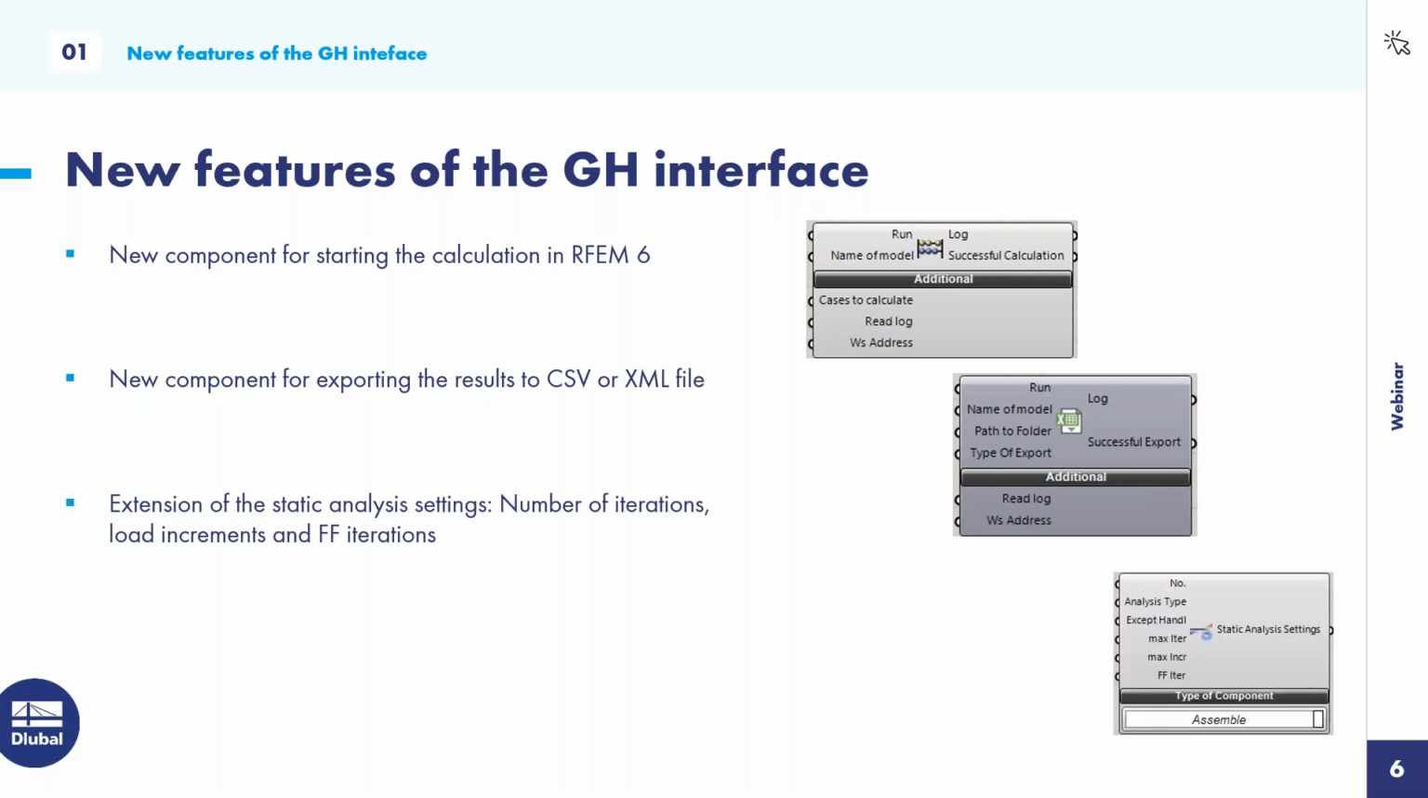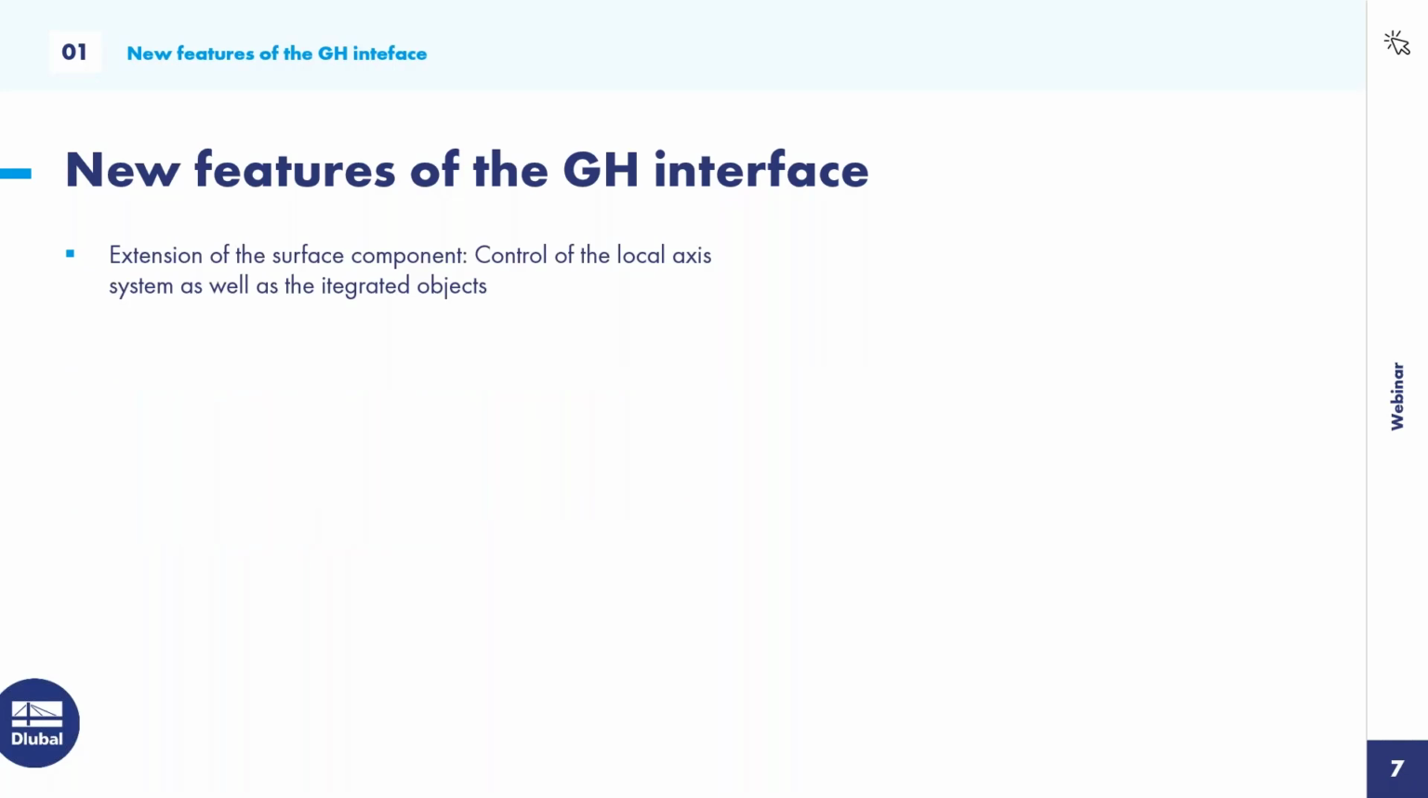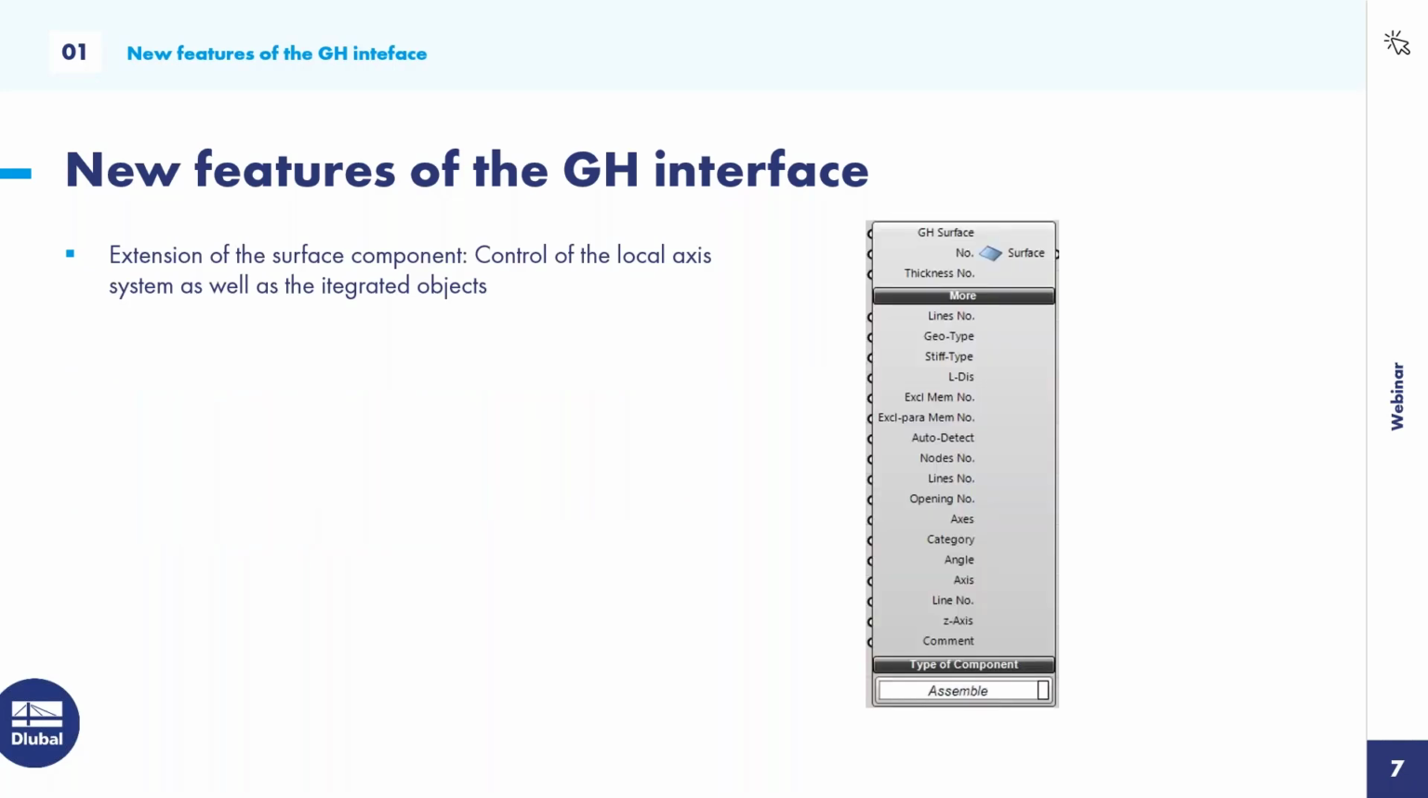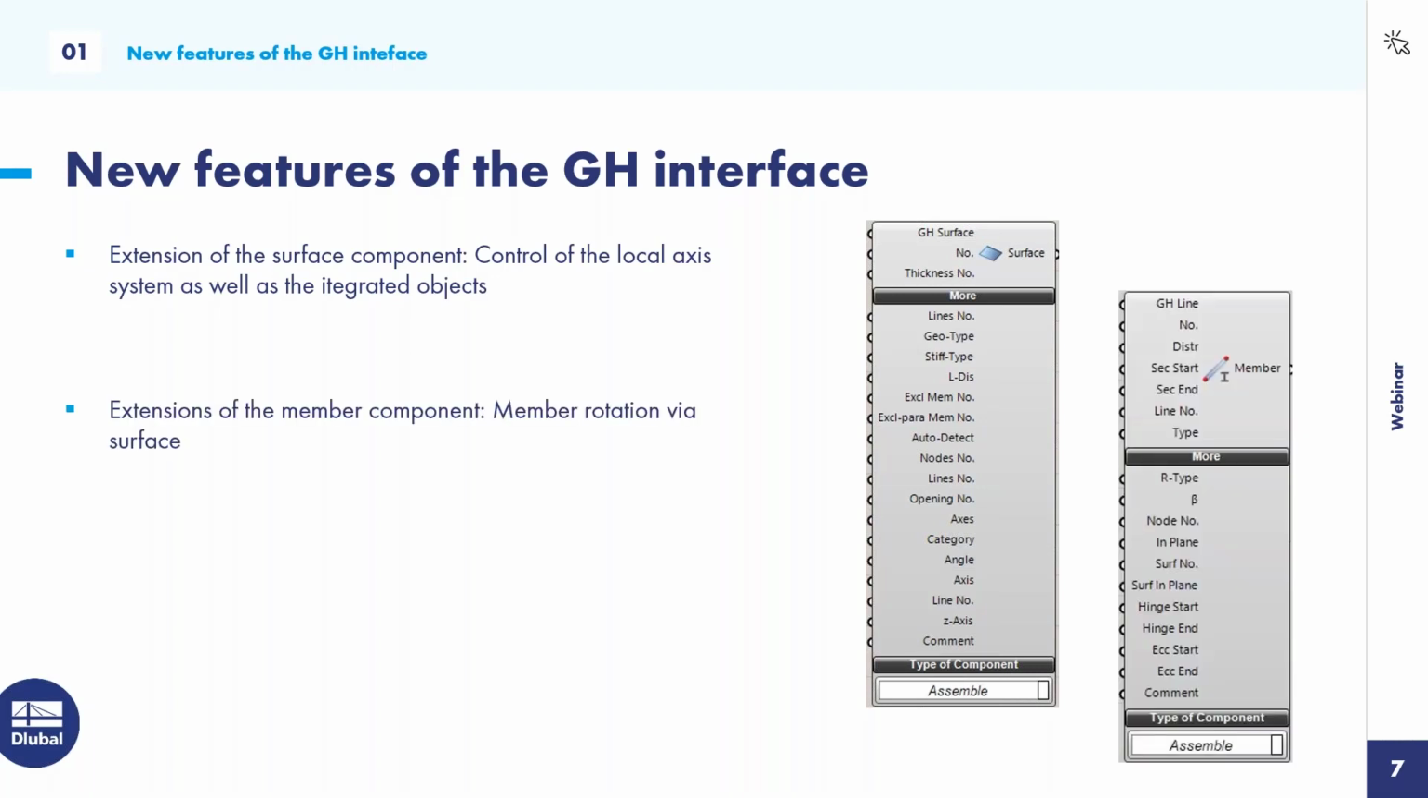Additionally, we extended the static analysis settings component with the number of iterations, the load increments, and the form finding iterations. Last two changes, we extended the surface component. You can now control the local axis system as well as the integrated objects via the new inputs here. And we also extended the member component with a simple function, the member rotation via surface. These are the latest developments, and that's already chapter 1.